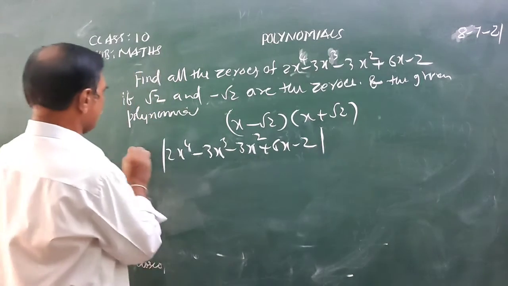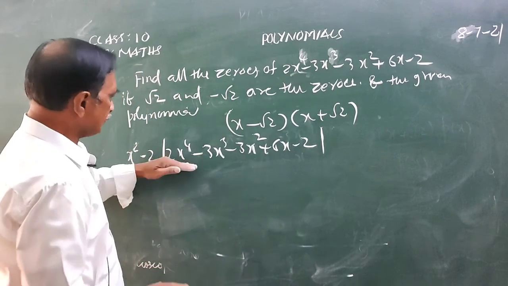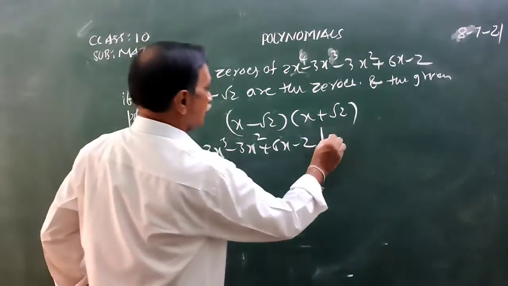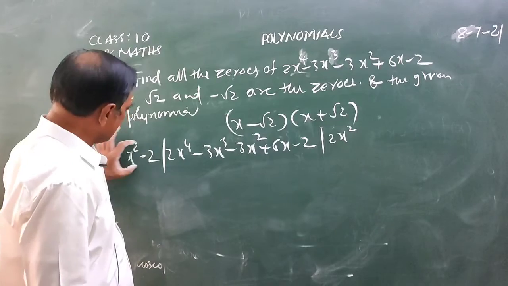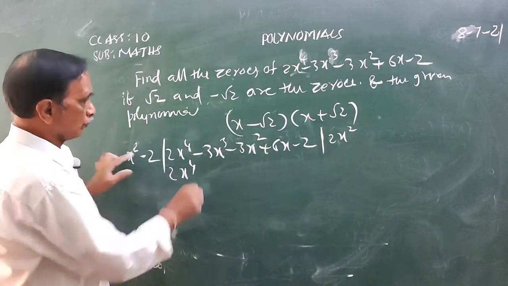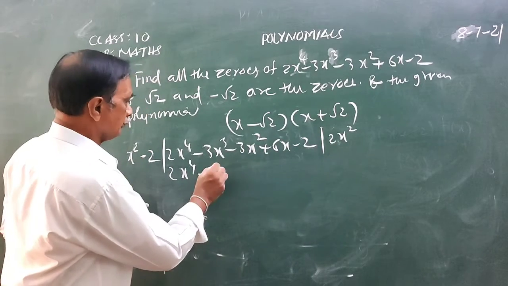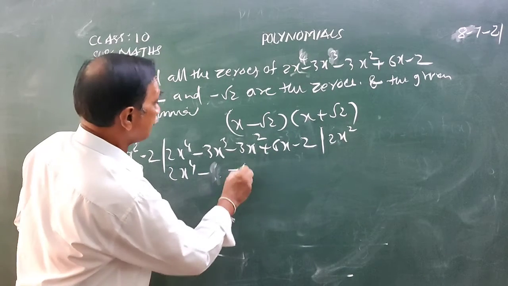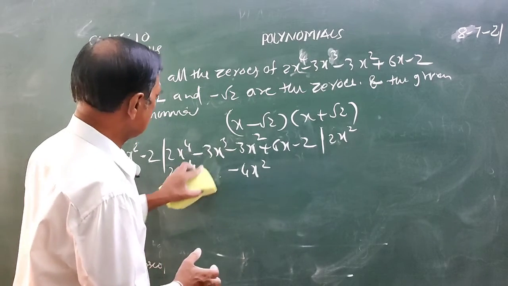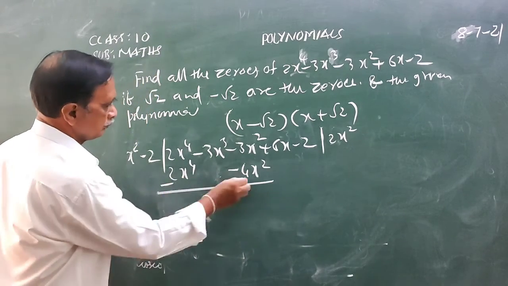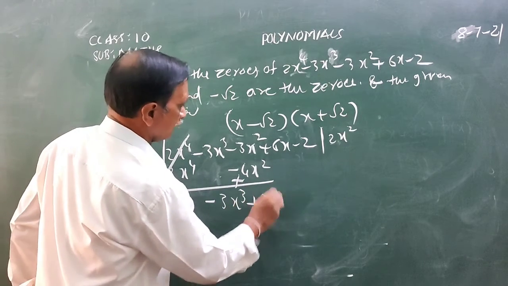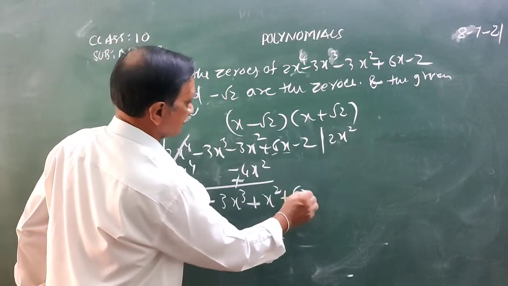X square minus 2. Divide the first term of the dividend by the first term of the divisor. 2x power 4 by x square gives what? 2x square. Multiply the divisor by 2x square. 2x square into x square, 2x power 4. 2x square into minus 2, minus 4x square. Subtract. Minus 3x cube plus x square. Bring down the next term plus 6x.